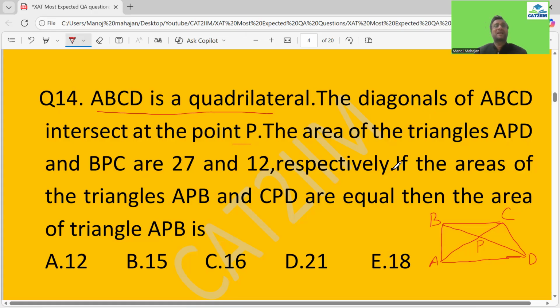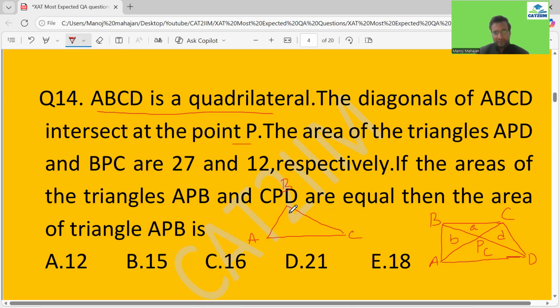So this concept is applicable for any quadrilateral. Let's say the area of triangle BPC is A, BPA is B, APD is C, and this is D. You can use the simple basics here to make this result not that difficult. But you should know it, right? It would be handy in the XAT paper.